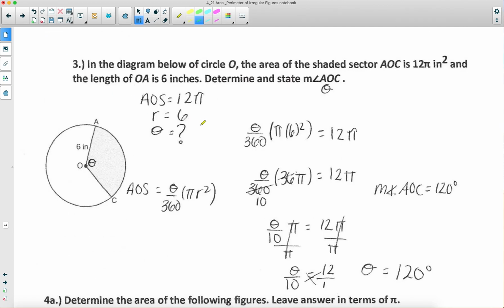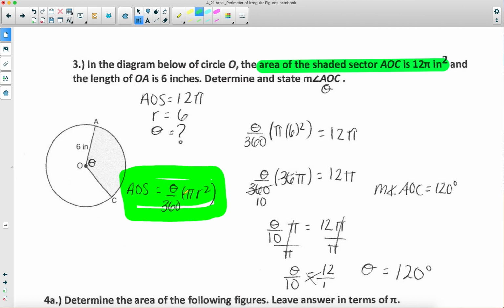Okay, and then we have number 3, the last question. So for number 3, we have this diagram, and we are told now that the area of the shaded sector is 12 pi square inches. So I know that the area here is 12 pi square inches, so I wrote that down, AOS, area sector, 12 pi. And the length of OA, which is the radius, is 6 inches, okay? We're trying to find the measure of angle AOC. So you're really looking for theta, because when you're dealing with area of a sector, it's this formula down here. We know area of a sector is the area of a circle, pi r squared, and you're accounting for the piece of the circle, theta out of 360.